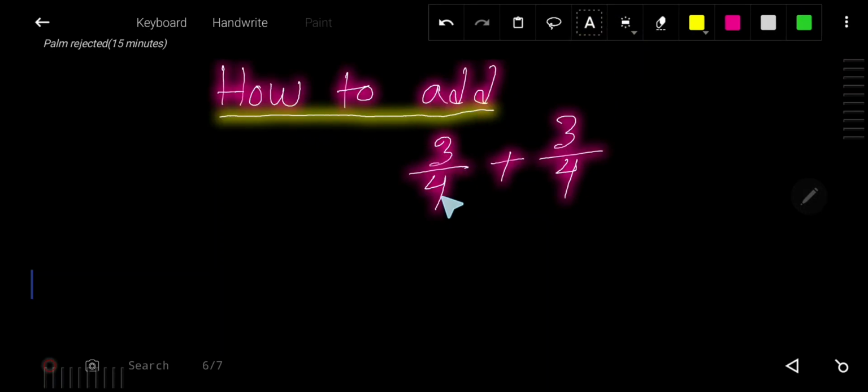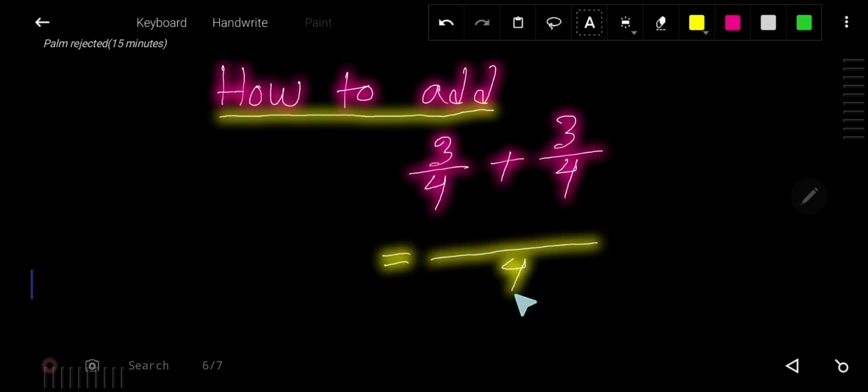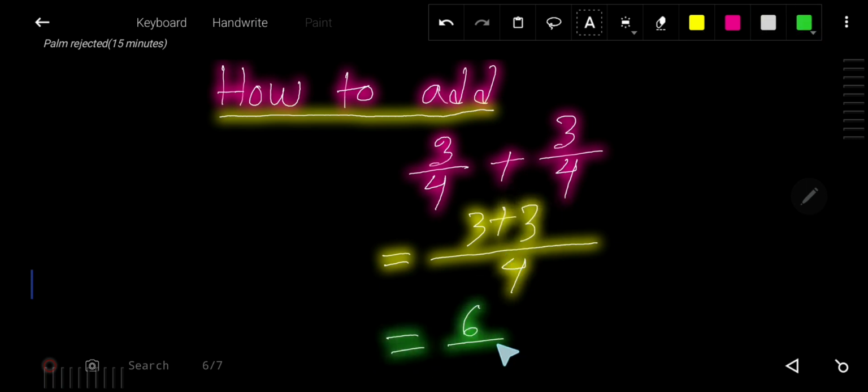How to add 3 over 4 plus 3 over 4. Look, here we have the same denominator. So, take the same denominator 4, then just add the numerators, 3 plus 3. So, we are getting here, look, 6 over 4.